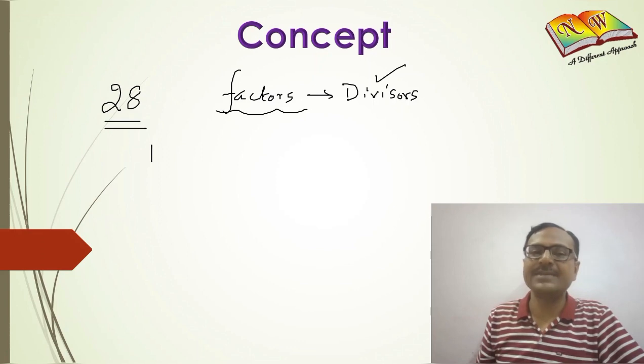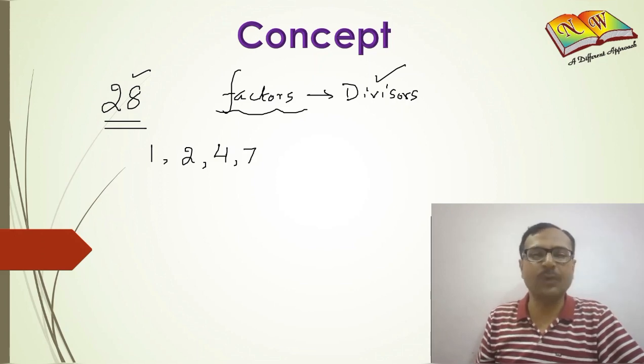1 divides every number. So 1 is a factor of 28. 28 is an even number, so it is divisible by 2. 28 is not divisible by 3, it is divisible by 4 because 4 times 7 is 28. And likewise, 5 and 6 do not divide 28. 7 divides 28 because 7 times 4 is 28. After that, 8, 9, 10 and all numbers after that don't divide directly.